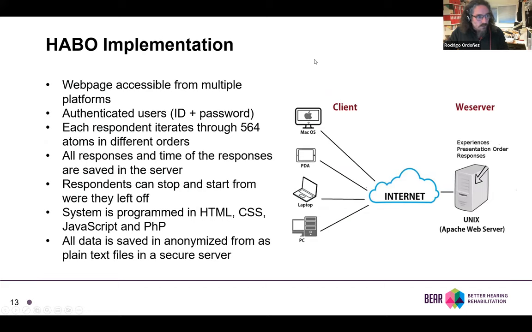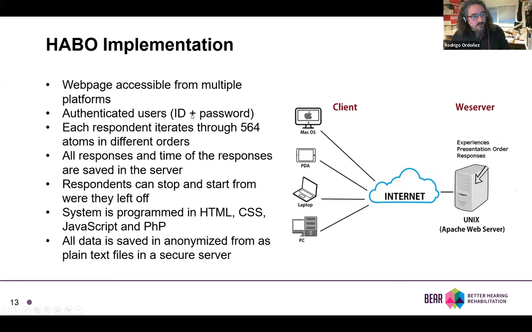The implementation of the system was a web page that was made accessible from multiple platforms. So basically, we have a web server which has stored all the experiences that we devised, or the user atoms, individualized presentation orders for every respondent, and stores all the responses that were made. And the server is hosting an Apache web server, which is basically giving access to all different devices. We tried, as much as possible, to do a responsive design, so the interface is more or less the same, no matter if you use a telephone or a large screen. Of course, it has some limitations with very large screens.